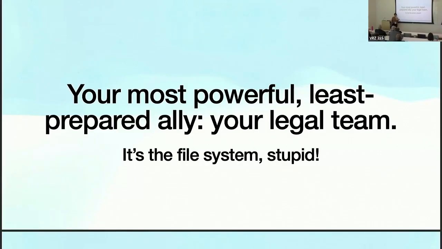And the other part everybody hates: your most powerful, least prepared ally is your legal team. The legal team is used to dealing with data like contracts, and like people, and like terms of employment. That's stuff that used to be in a paper file system. These are lawyers; they're not used to dealing with the file system. The file system is the ontology.